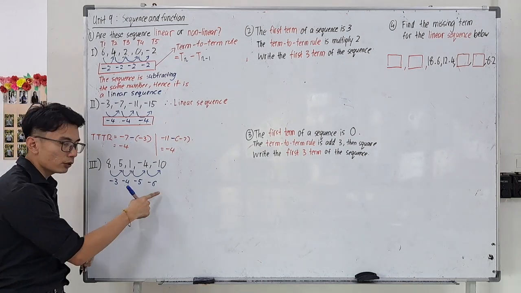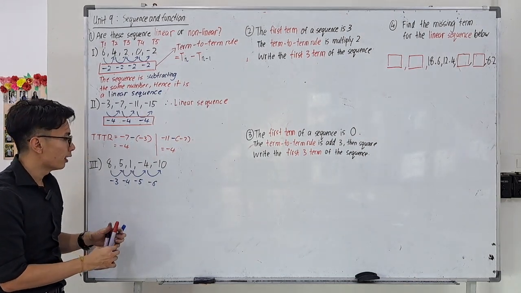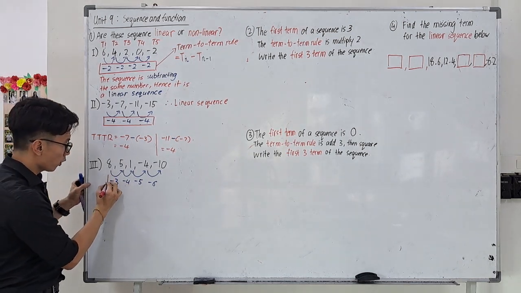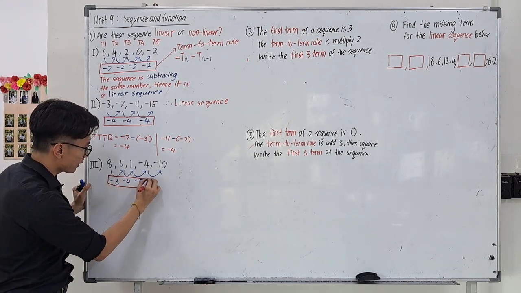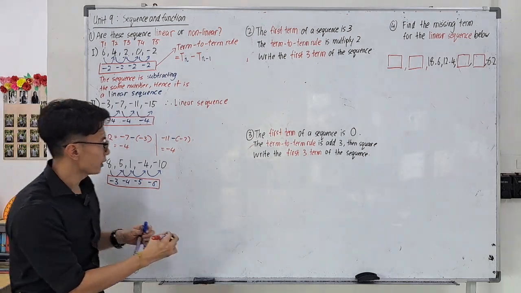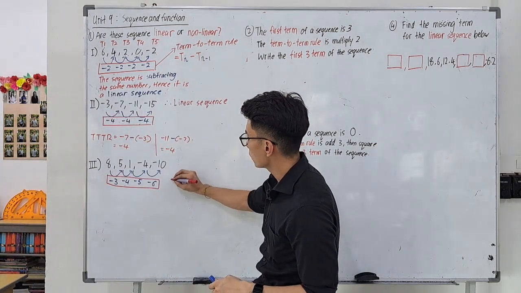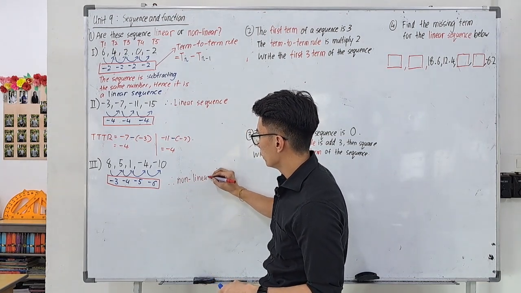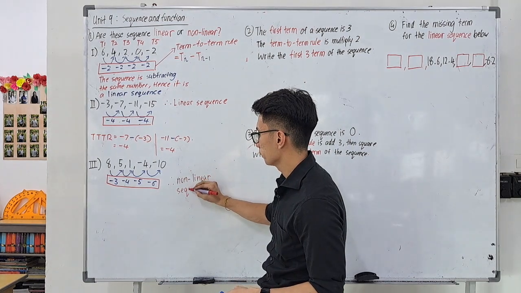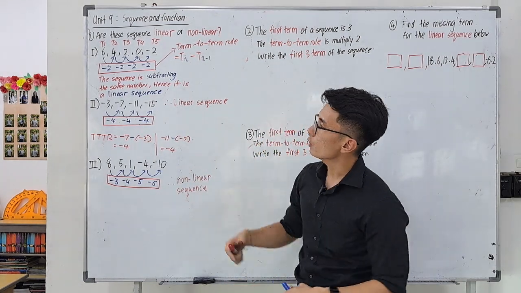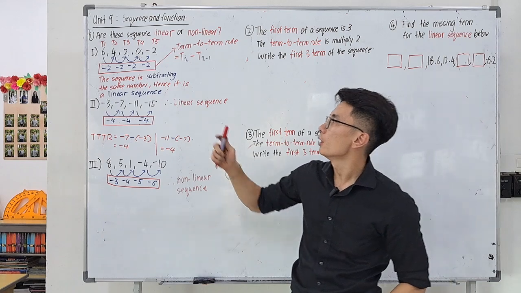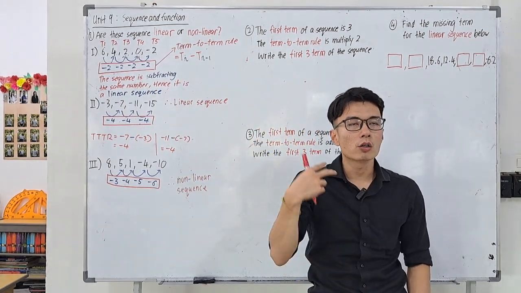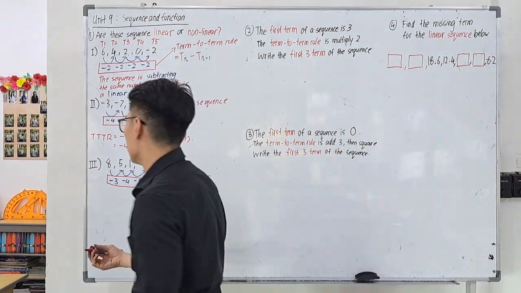All right, so we can see right here that the numbers are subtracting different numbers throughout the sequence. So, okay, since they are subtracting different numbers throughout the sequence, we say that this is a non-linear sequence. All right. So linear sequence is only true when the term-to-term rule is adding or subtracting the same numbers. Okay.